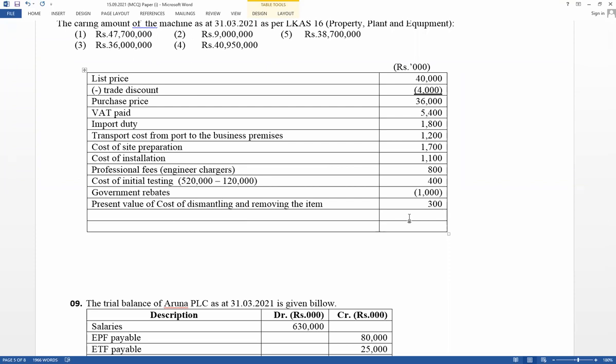36,000 plus 5,400 plus 1,800 plus 1,200. Take the value. Therefore, the cost value equals 48,000. And the government rebate should be deducted. Therefore, the cost value equals 47,700. 47,700 is the cost value. But they don't ask for the cost value.